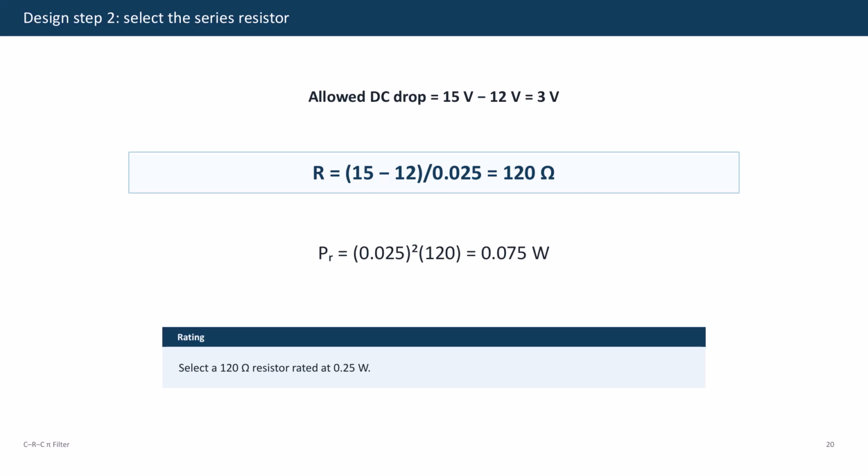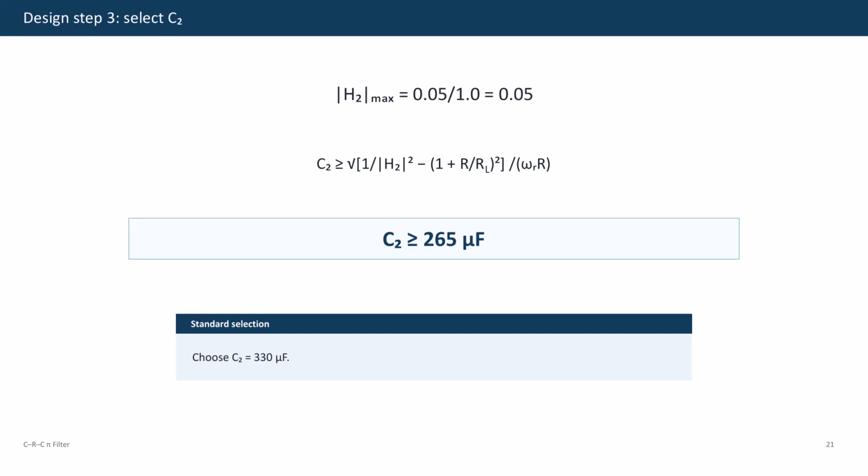This resistor value also fixes the loading term used when selecting C2. The second section may pass no more than 5% of the ripple across C1. Rearranging the loaded attenuation expression for C2 gives its minimum value. With 120 ohms, 480 ohms, and 100 Hz, the minimum is approximately 265 microfarads. Select the standard value of 330 microfarads.